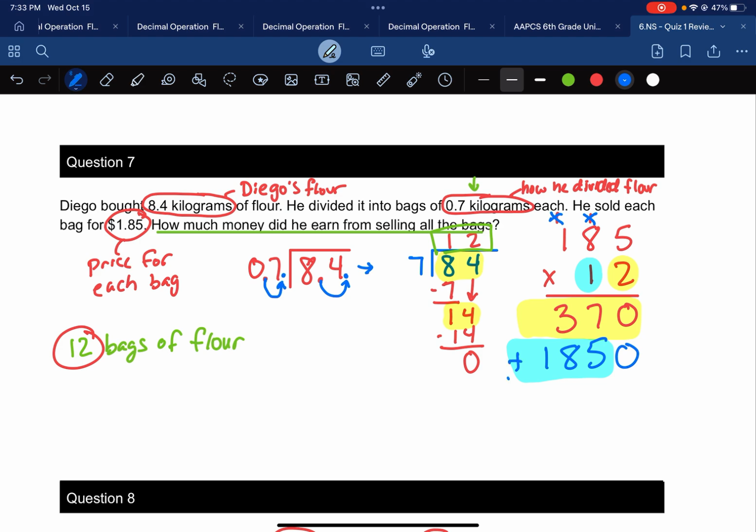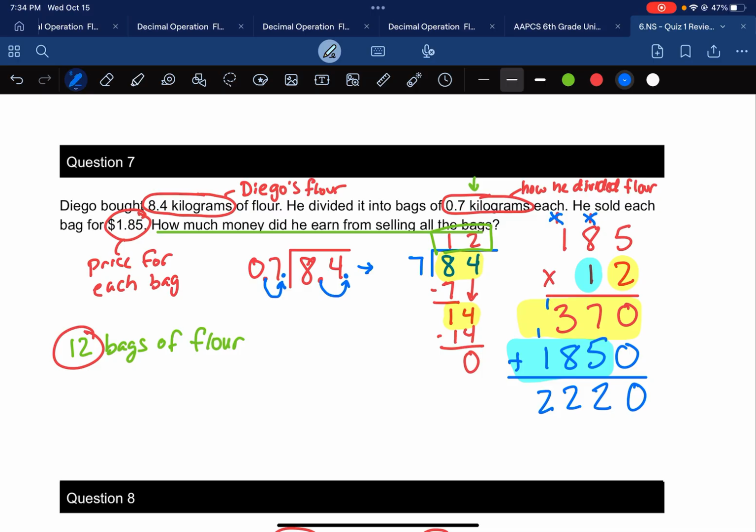Now we've got to add everything that we've got. So we've got 0 plus 0 is 0. 7 plus 5 is 12. Bring down the 2, carry the 1. 1 plus 3 is 4. 4 plus 8 is 12. I'll bring down the 2, carry the 1, and 1 plus 1 is 2.